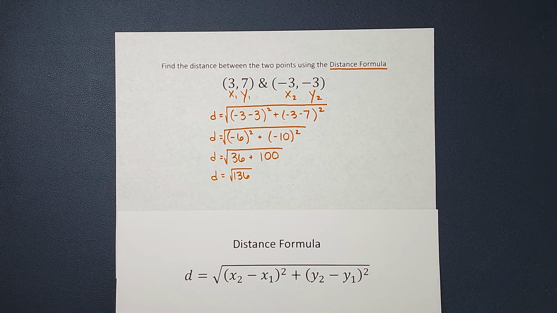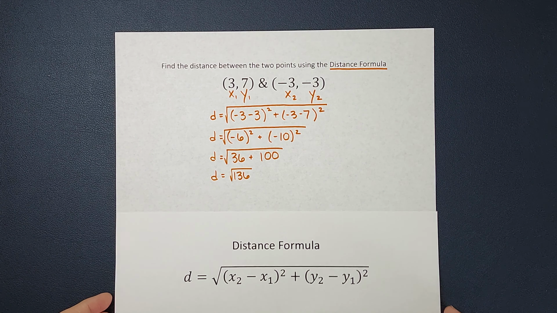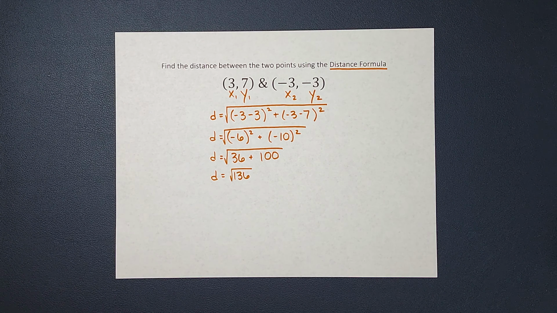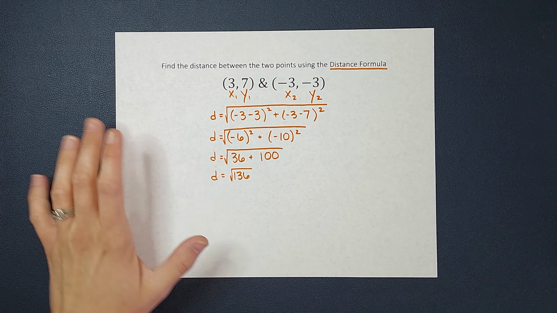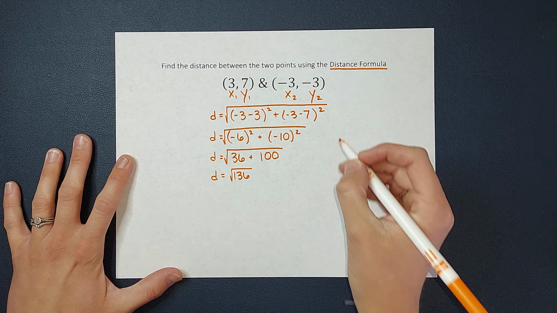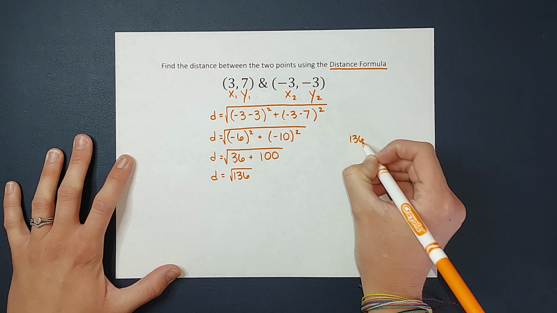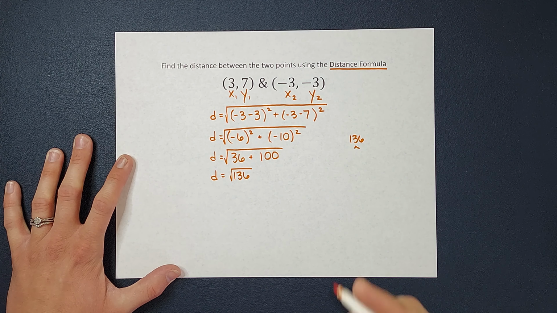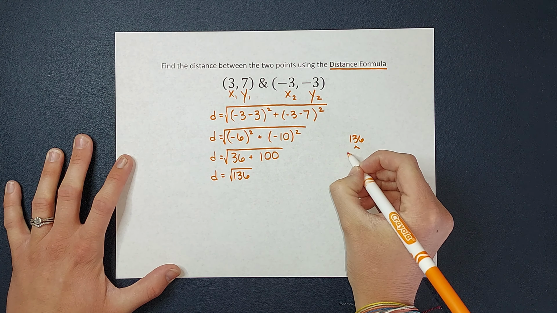From here, the square root of 136 is going to give you a not so pretty decimal. So what we typically like to do is try to simplify our square root as much as we can. If you need a review on how to do this, I will link it in the corner. But what we do is we're going to take 136 and break it down as much as we can. So I know that 2 times 68 gives me 136.